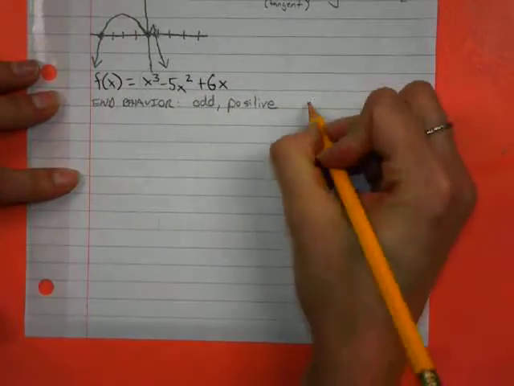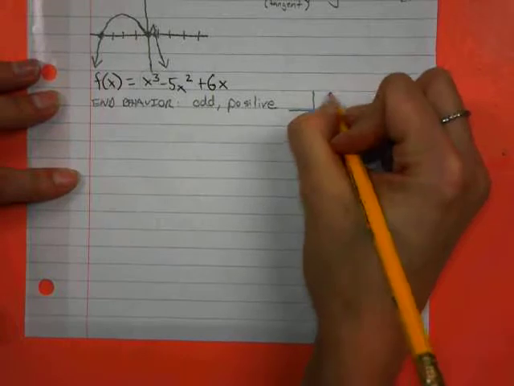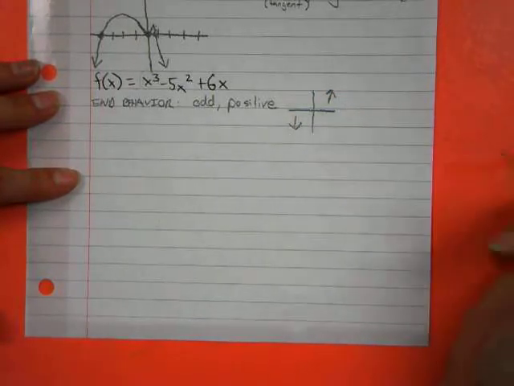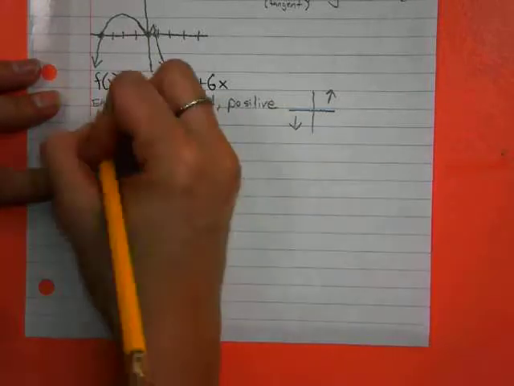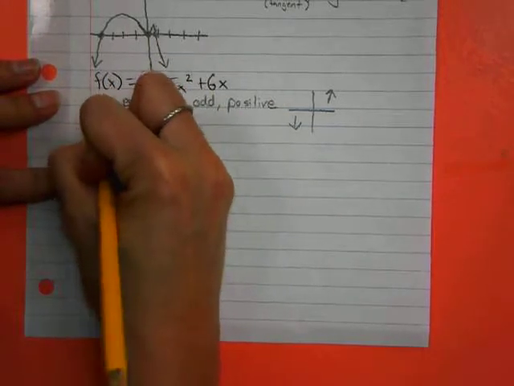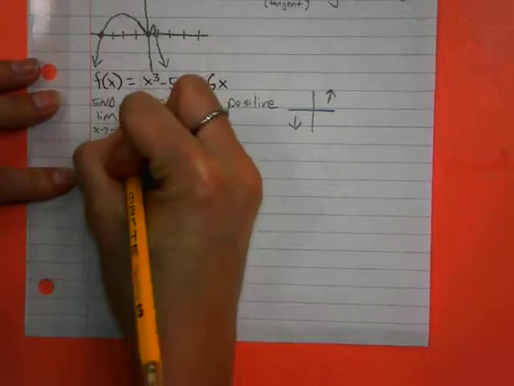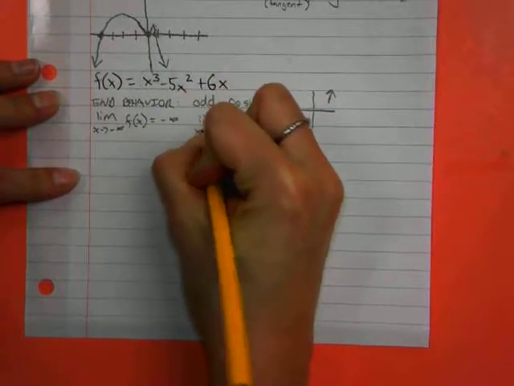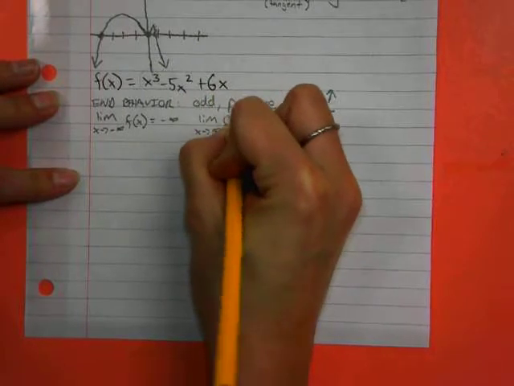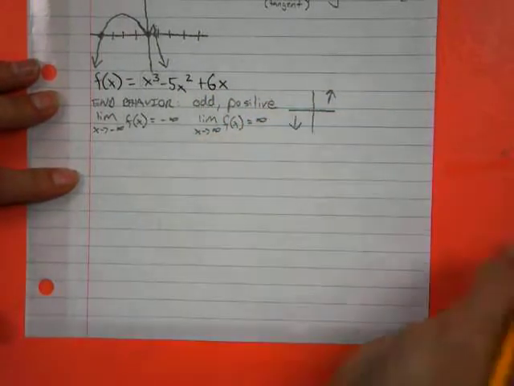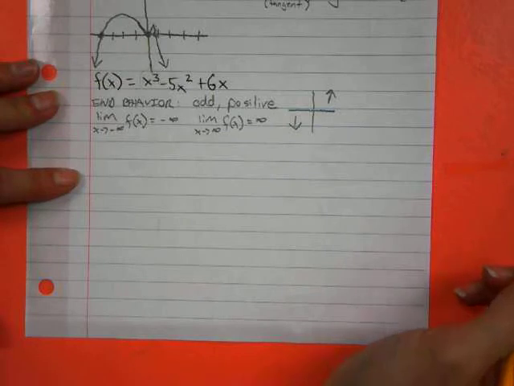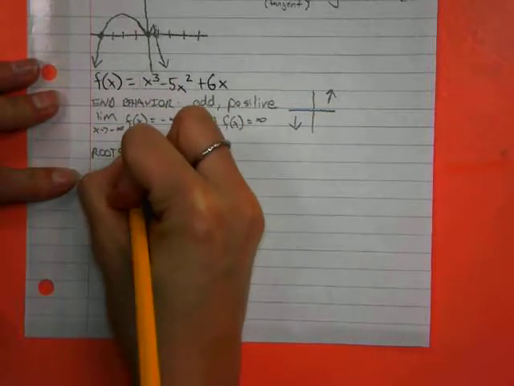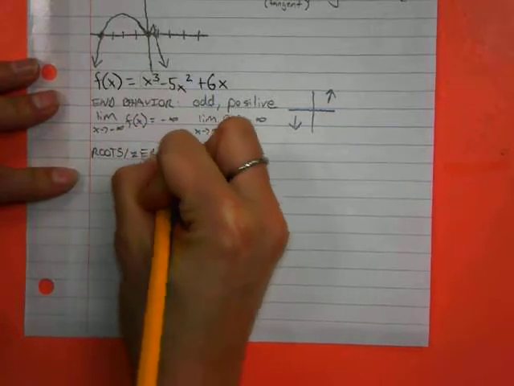So thinking in my head, that would look like this. It would be down to negative infinity on the left and up to positive infinity on the right. So my limits would be limit as x approaches negative infinity of f of x is headed to negative infinity, and the limit as x approaches positive infinity of f of x is headed to positive infinity. Okay, I know what the end looks like. Now let's talk about my roots or my zeros of the function.